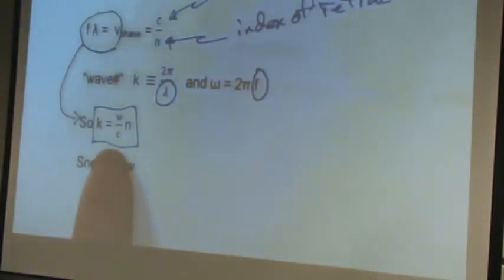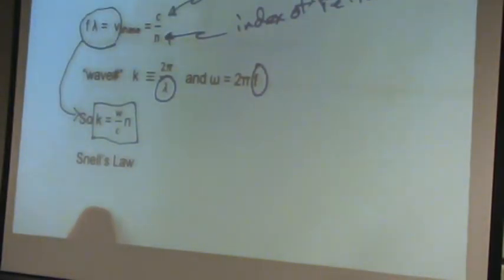And sure enough, it just says v equals frequency times wavelength, which I knew in high school. We all knew that in high school. So this is another way of saying frequency times wavelength equals velocity. It's in terms of our new friends. You'll see why that's helpful later.